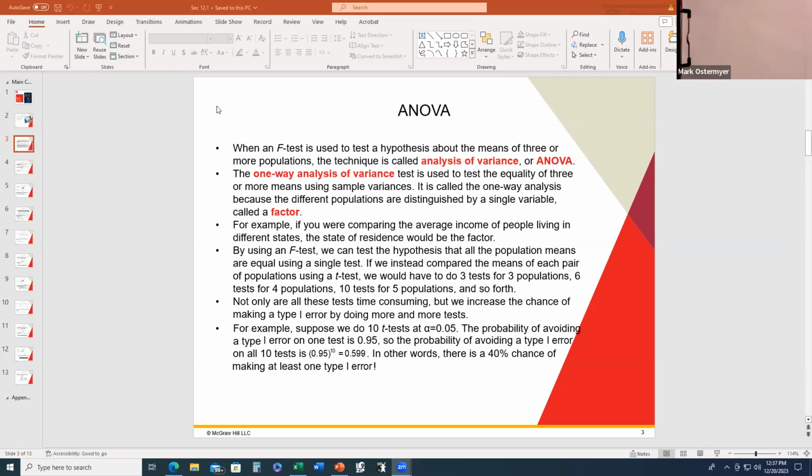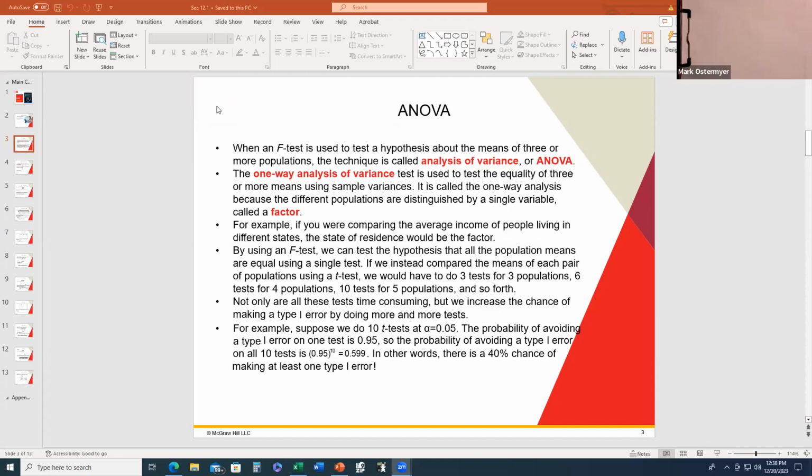If we conducted pairwise tests, for three population means we would have to conduct three different hypothesis t-tests, six separate tests for four population means, 10 tests for five populations, and so forth. And the problem with doing these pairwise t-tests is that not only does it consume more time, but it also increases the chance of committing a type 1 error. That's an inevitable consequence of conducting more and more t-tests. The type 1 error risk increases.